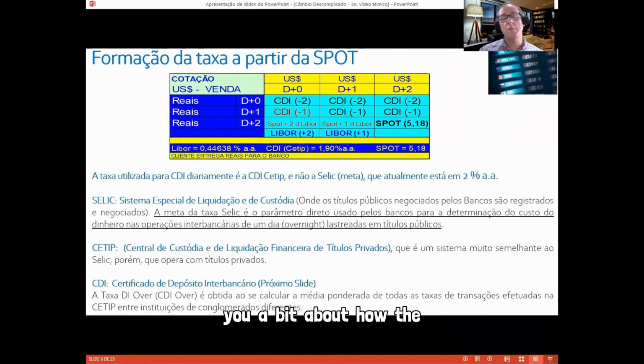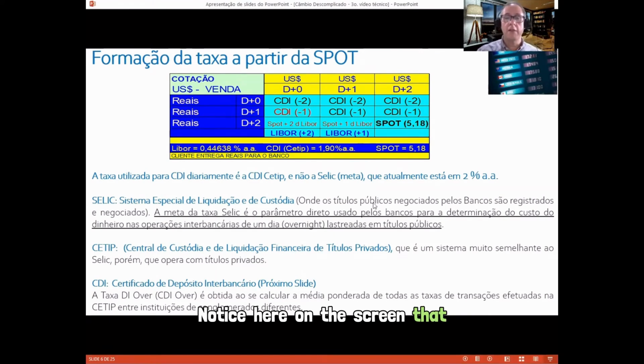Now, I want to talk to you a bit about how the rate is formed, how it works in the mind of the trader at the bank, the one who is going to execute the transaction for the companies. He has a spot rate, which is his cost rate, right? And this rate, we call it the D2D2 rate.